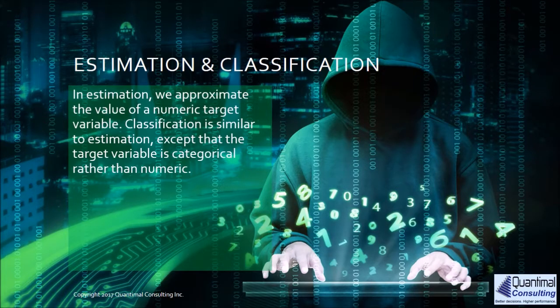In estimation, we approximate the value of a numerical target variable. Example, credit scoring. When we are doing credit scoring, the final result we are looking for is a number. In classification, instead of a number, the result we are looking for is a class, or the result is categorical rather than numerical.